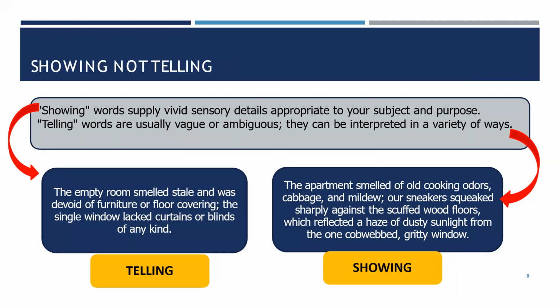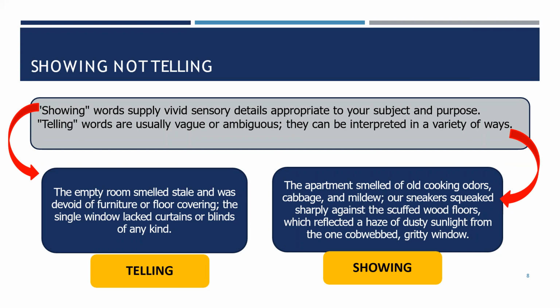So in this descriptive paragraph or essay, the writer is just showing, not telling. So showing words supply vivid sensory details appropriate to your subject and purpose. Meanwhile, telling words are usually vague or ambiguous. They can be interpreted in a variety of ways.